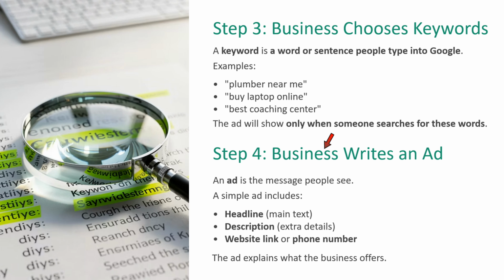Step 4. Business writes an ad. An ad is the message people see. A simple ad includes a headline, which is the main text, a description, which is extra details, and a website link or phone number. The ad explains what the business offers.